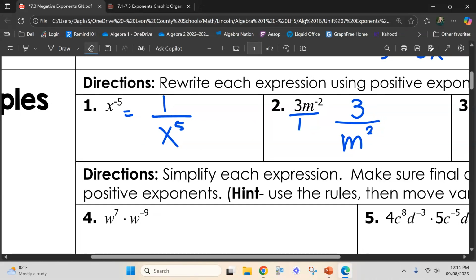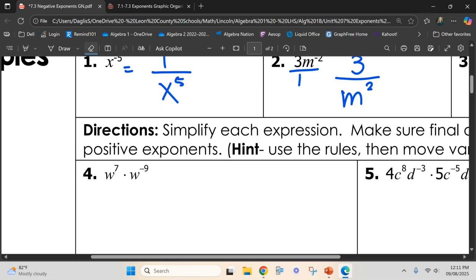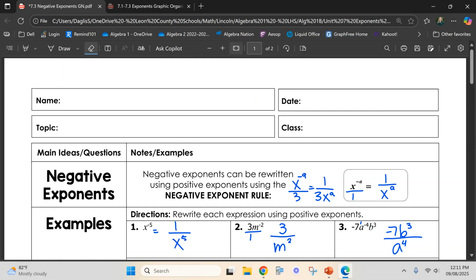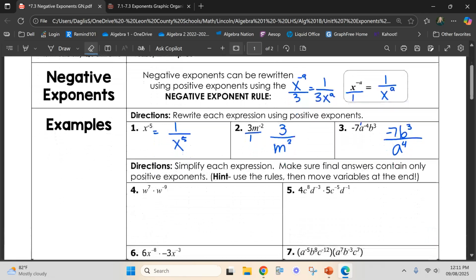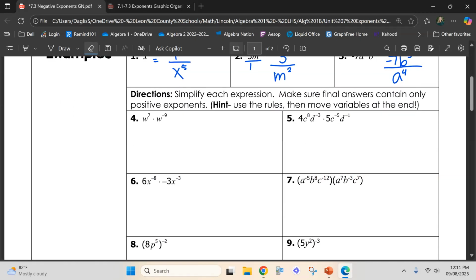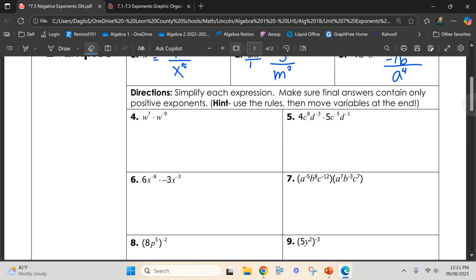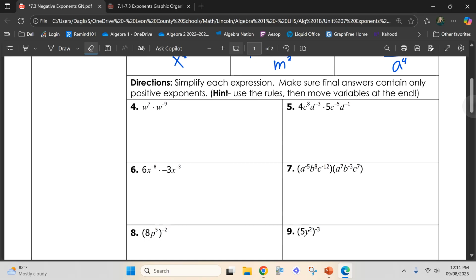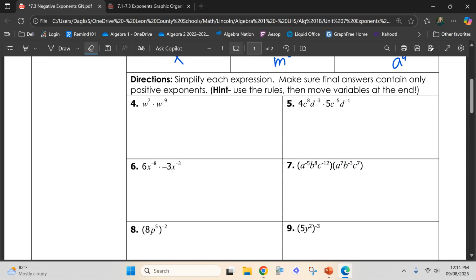It says simplify each expression. Make sure final answers contain only positive exponents. Hint, use the rules, then move variables at the end. So this is telling you to use negative exponents after everything else is done. Simplify exponents, then if it's still negative, you have to move it. But sometimes you might get to add them together and now they're positive, and you don't have to move anything. So number 4 right here.